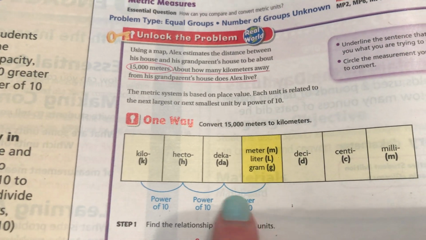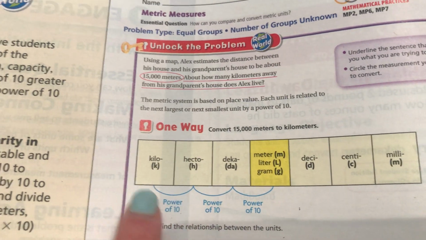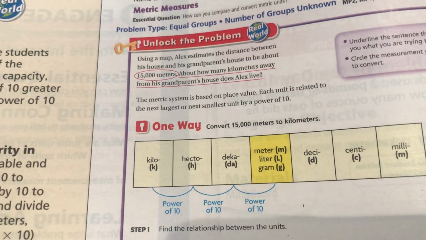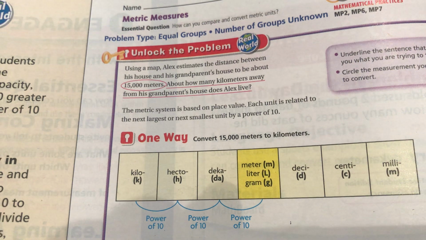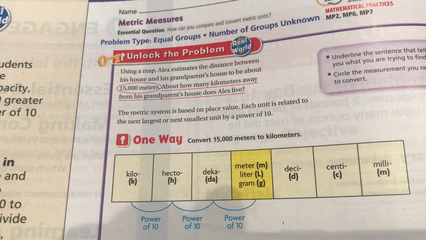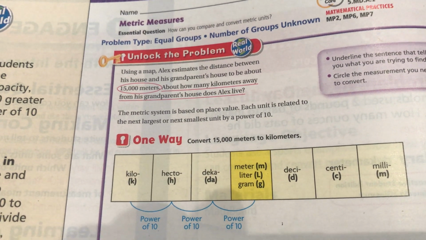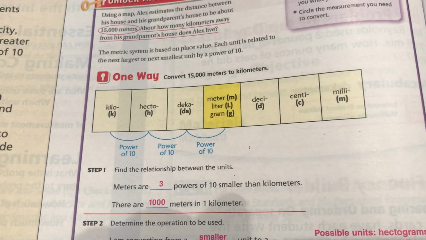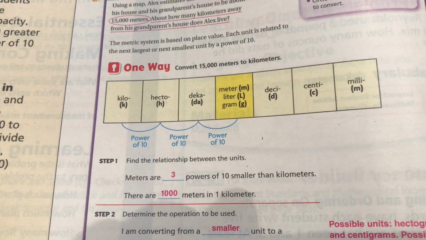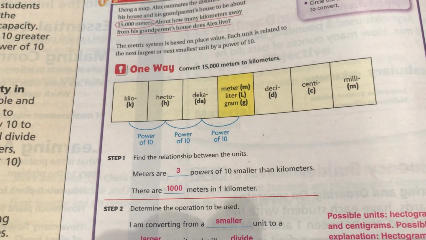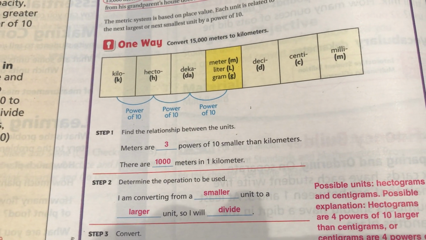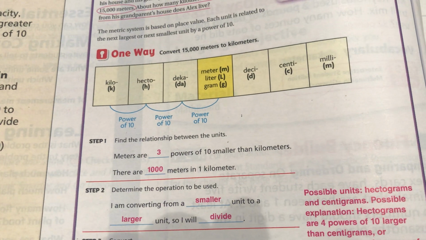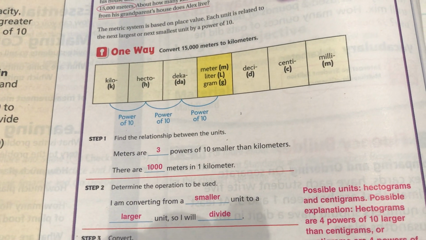Count your hops. 1, 2, 3. 3 hops equals 1,000. So I have 15,000 meters. I know I'm going to divide it by 1,000 because it's 3 powers of 10 smaller. So that's how I got my 1,000. And so here's step 1 and 2 for you. Meters are 3 powers of 10 smaller than kilometers. There are 1,000 meters in 1 kilometer.